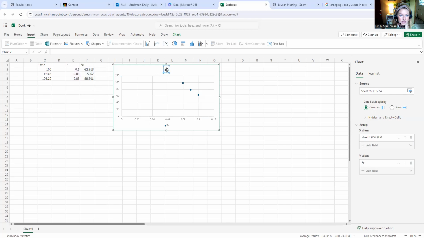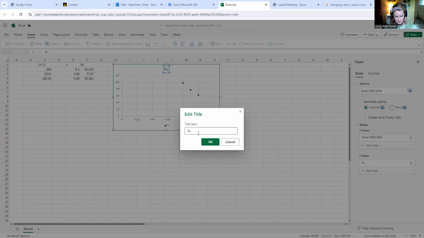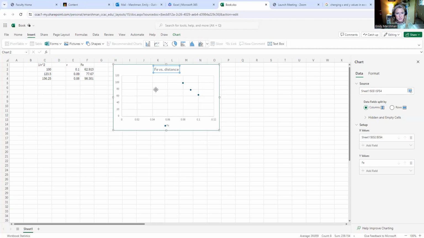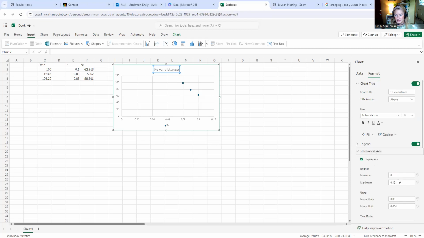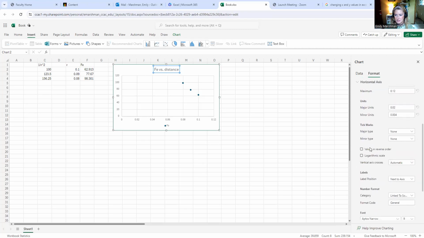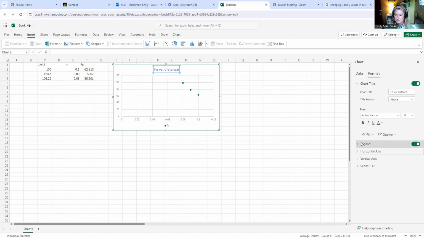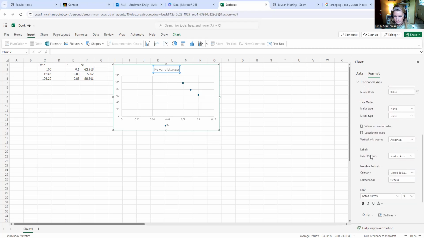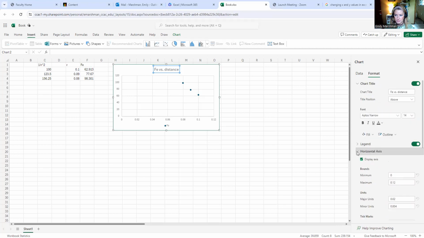So in here you can write electric force versus distance as your chart title. You should always tell me what you're charting, right? If you want to put axis information, you can mess around with that here. But as long as in the chart you have something that tells me that this is electric force versus distance, I'm fine with that.